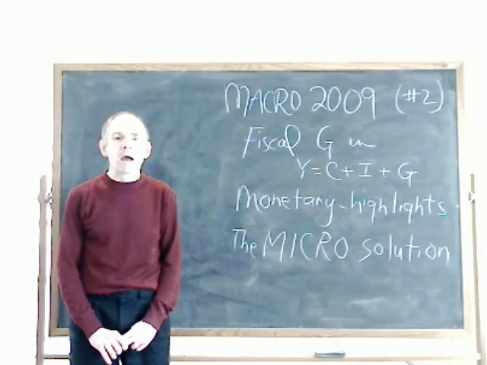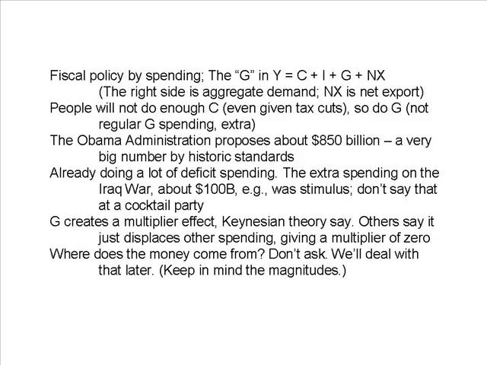Instead of all these phony macroeconomic solutions, let's find out what we can really do to solve the problems of a recession. Fiscal policy by spending. Spending is the G in the equation Y equals C plus I plus G plus NX. Y is GDP. The right side, those four quantities, is aggregate demand. This is the demand story of the economy. NX, by the way, is net exports, that's exports minus imports. So if you go out and spend your money on gas, which is imported, or stuff from China, which is imported, you're not helping our GDP.